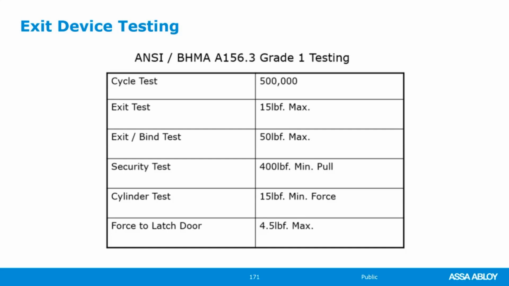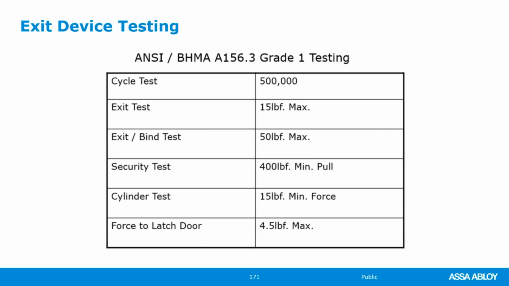Now, I glossed quickly over that cycle testing. Cycle testing for an exit device. ANSI BHMA says for an exit device, it's 500,000 cycles. And you think about where exit devices are used. These are on exteriors and the main exits, main entries to public buildings. But the requirement says 500,000. But our cylindrical locks for grade 1 and our mortise locks for grade 1 have to go 1 million cycles.